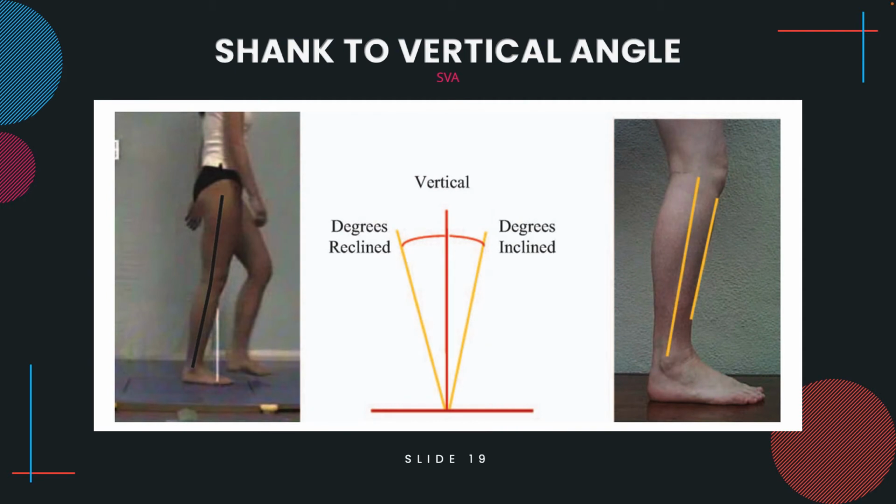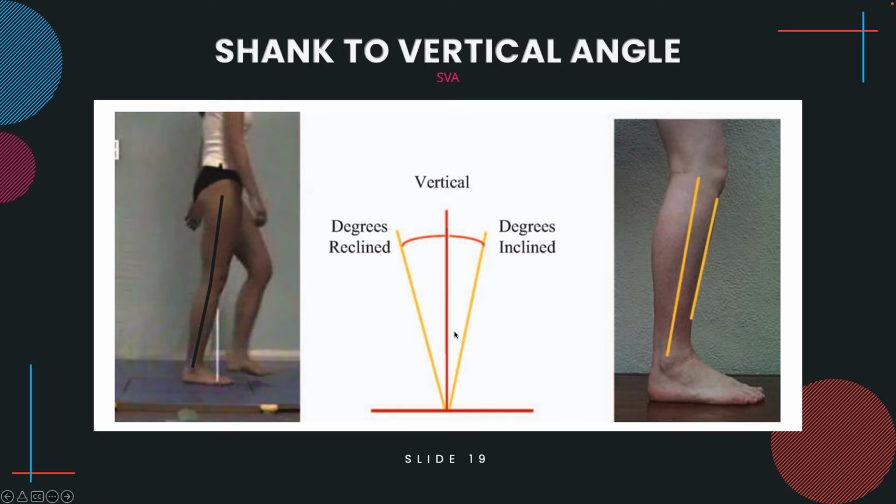So now the concept of shank to vertical angle. Normal gait and posture is reliant on all of our body segments being properly aligned relative to the force of gravity. Now, gravity acts in a straight down vertical line that is perpendicular with the ground. And when I say shank, I am meaning our lower leg. And so our shank to vertical angle is what angle our lower leg, our tibia, is at in relation to the true vertical.